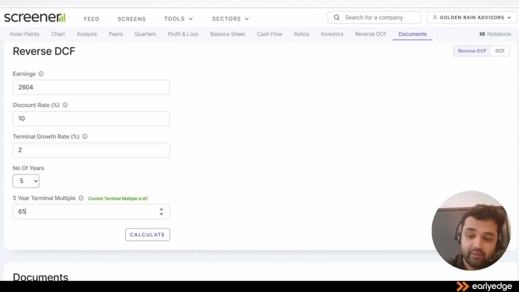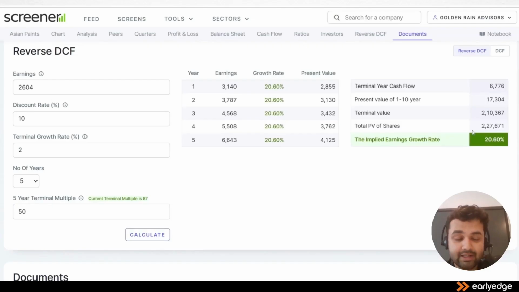And I would give a lower PE multiple of 50. You could give an average, but it also tells you the current multiple. The current multiple is 87. And here it's better to be conservative. And if you calculate, it gives you a number. So what it does is, for you to realize a return of 10%, and if after 5 years Asian Paints' PE is 50, it means Asian Paints has to grow year on year at 20.6% for you to realize at least 10% return.